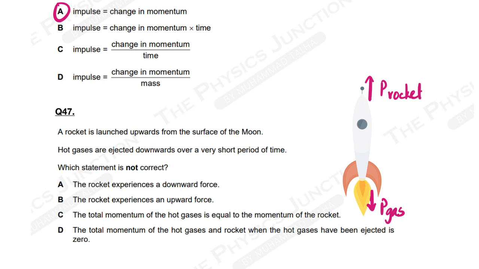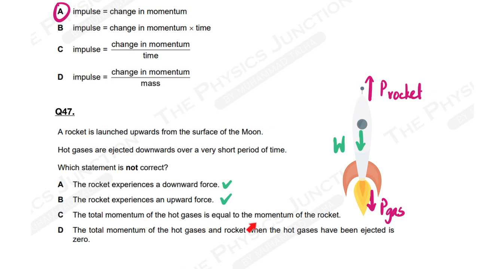Now the first one says the rocket experiences a downward force. I imagine a lot of the students who did this incorrectly would have circled this because of this gas being ejected, there would be an upward force, but does it experience a downward force anyway? The answer is yes. That's called the weight of the rocket. The rocket experiences an upward force. This is also correct. So it cannot be an answer. This is basically the thrust it receives which propels it upwards.